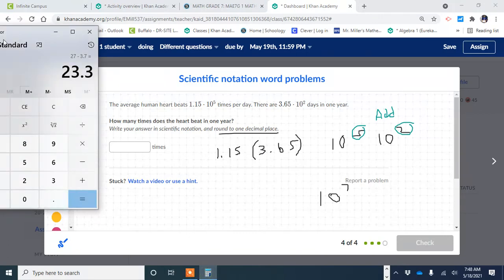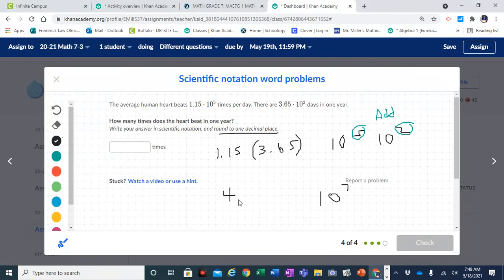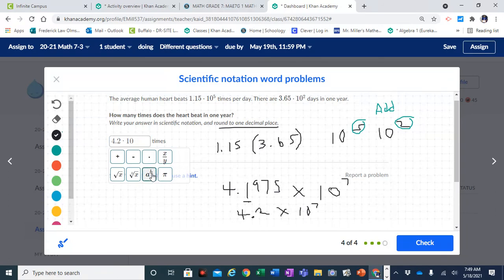We'll grab our calculator. 1.15 times 3.65. We get 4.1975 times 10 to the 7th. But they say 1 decimal place. So that would mean if this is a 9, that means that's going to round up. So this would be 4.2 times 10 to the 7th. And it's already a decimal after the first number. That's not a 0. And that is less than 10. So 4.2 times 10 to the 7th.